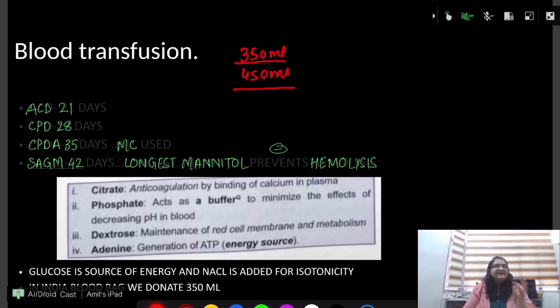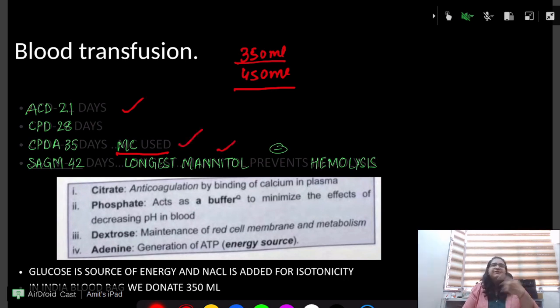What are they? They are ACD, CPD, CPDA or SAGM. Right. So these are the contents which are used for storing of blood. Acid citrate dextrose has a shelf life of 21 days. Citrate phosphate dextrose has 28 days, whereas CPDA, where adenine or adenosine is added, has 35 days as shelf life, and it is the most commonly used. SAGM, that is the saline adenine glucose mannitol, has a shelf life of 42 days.